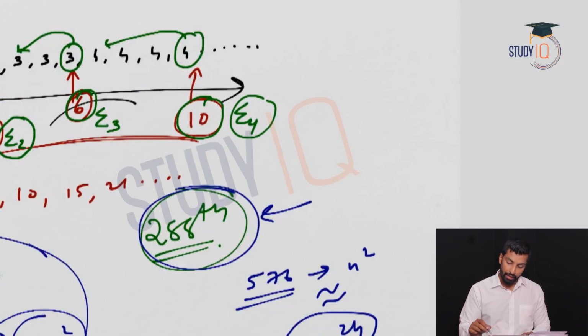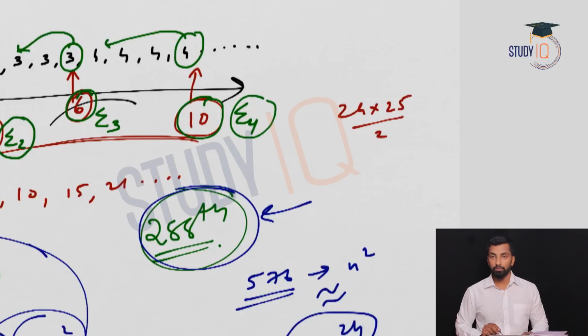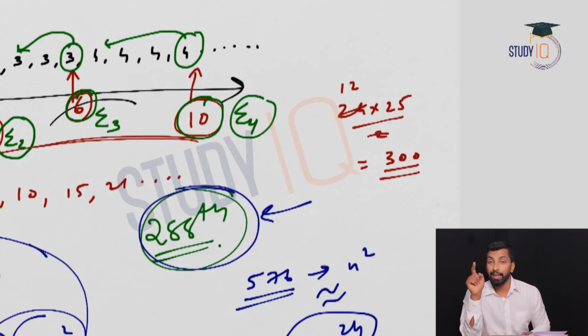Sigma 24 is actually 24 into 25 divided by 2. Let's cancel this out. You get 12, so what you get is 300. So sigma 24 is 300. What does this mean? The 300th term will be 24. Why? Sigma 24 is 300, and the previous 24 terms will be 24.